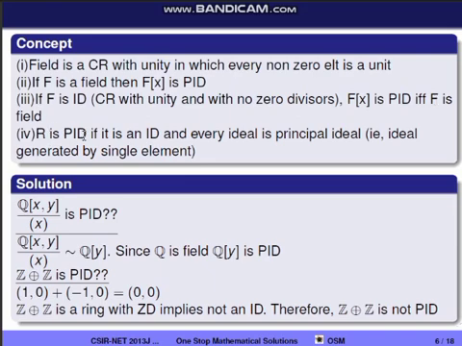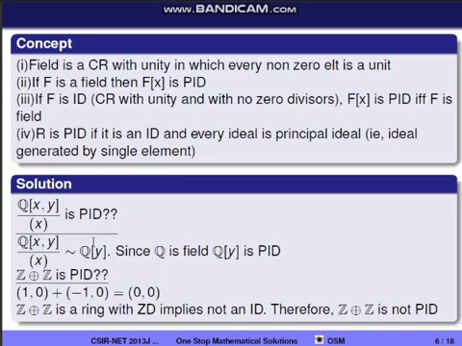And R is a PID if it is an integral domain and every ideal is a principal ideal. A principal ideal means the ideal is generated by a single element. So we look option-wise now. The first option is whether Q[x,y]/(x) is a PID.